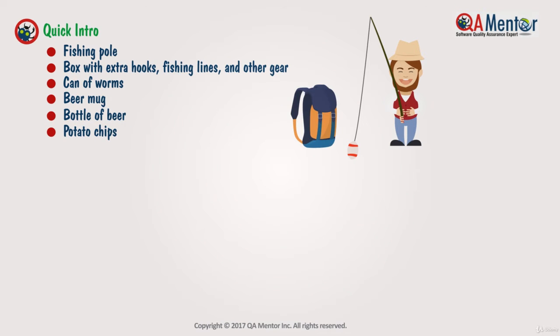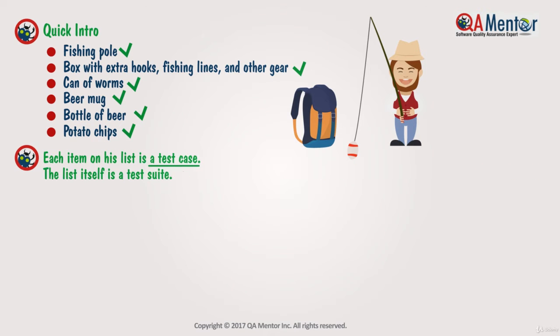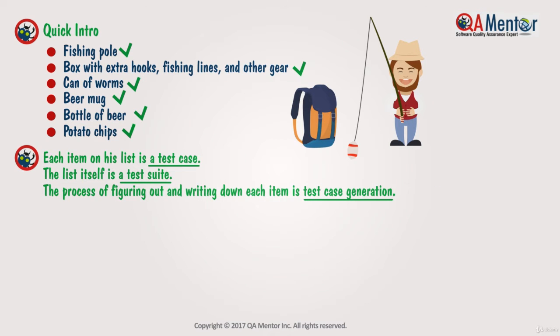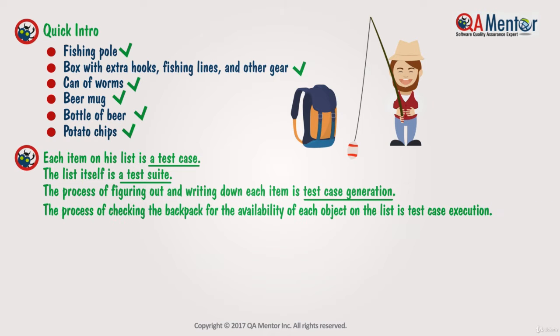In the morning, Mr. Wilson takes that list and checks his backpack for the availability of each of the 6 objects. Each item on his list is a test case. The list itself is a test suite. The process of figuring out and writing down each item is test case generation. The process of checking the backpack for the availability of each object on the list is test case execution.